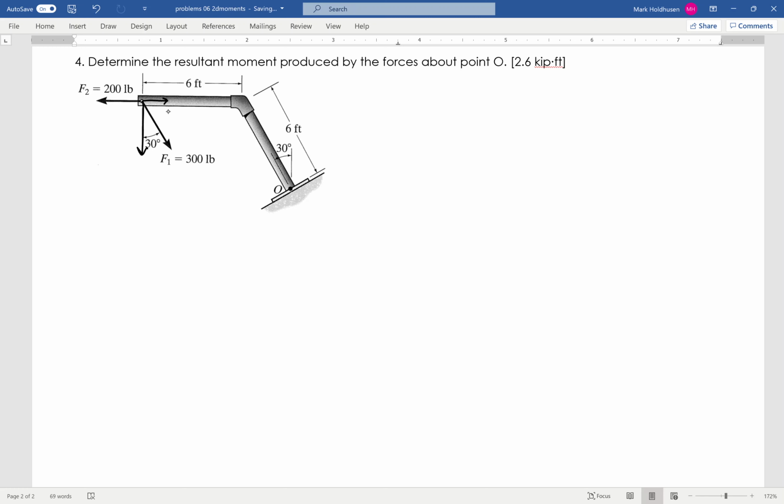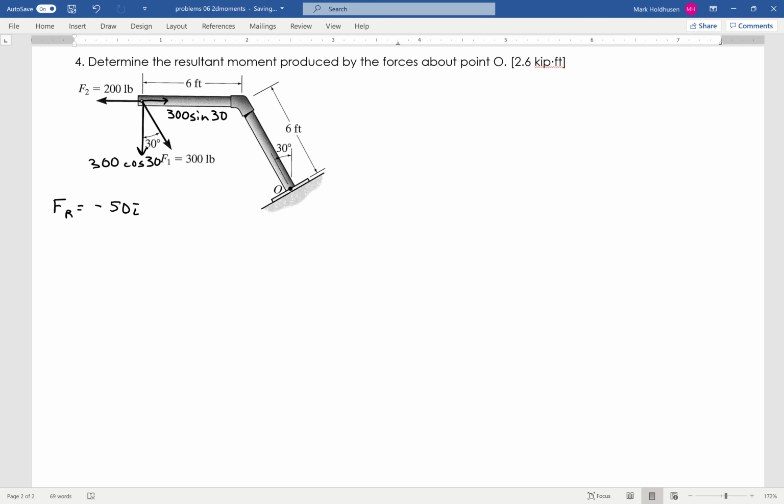So this one will be 300 sine of 30, and this one will be 300 cosine of 30 in the vertical direction. Okay, so that resultant force then becomes 200, and that would be 150. So that'll be negative 50 in the I direction is the resultant force, right?